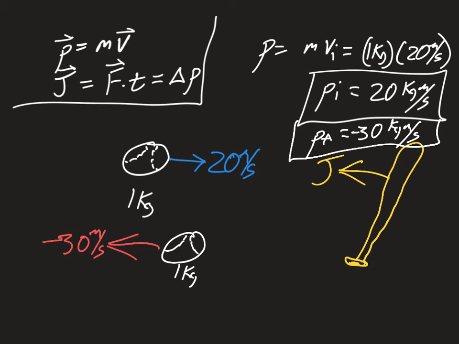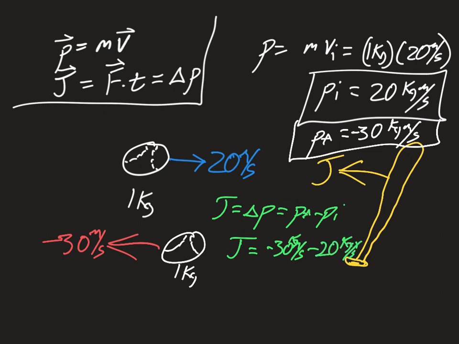But if we wanted to figure out what that impulse was, then we're going to have to use that impulse is equal to that change in momentum, which is equal to momentum final minus momentum initial. And we can do that by simply seeing that we ended with a negative 30 kilogram meters per second, minus 20 kilogram meters per second. And what we're going to get is that impulse is equal to a negative 50.